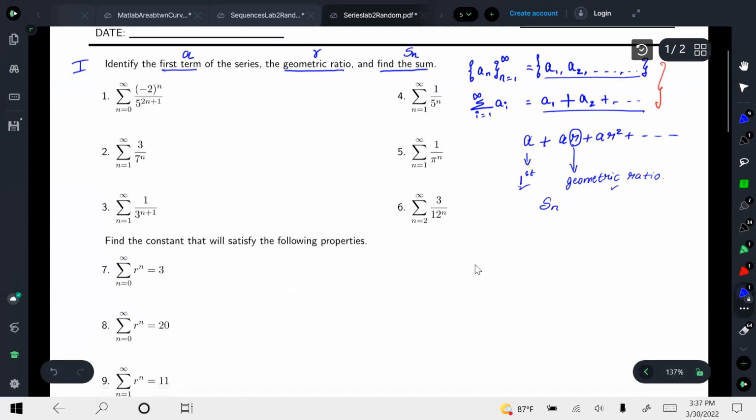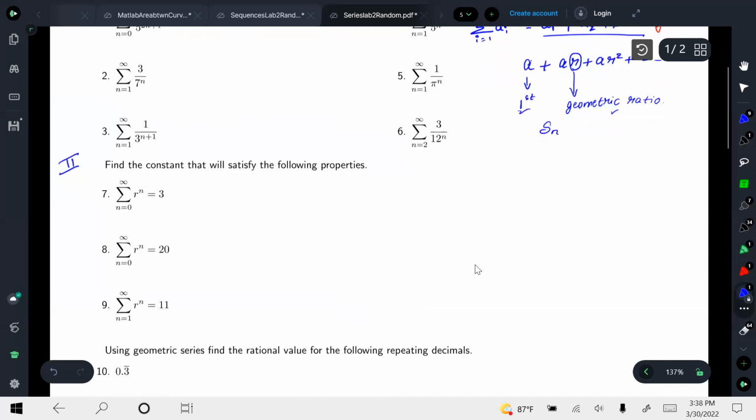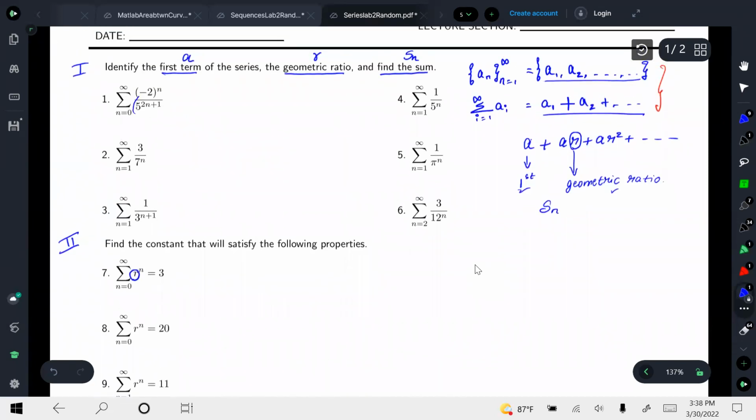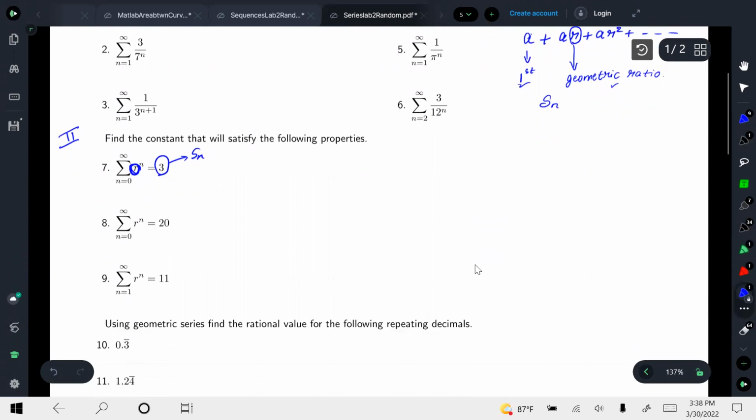That's your first type. And in the second type, you have the same geometric series, but you need to find the constant r. Here, as you can see, the constants are given. All you had to do was find the sum. So here it is a reverse case. You have the sum S_n given, you need to find the constant. So that is the second type.